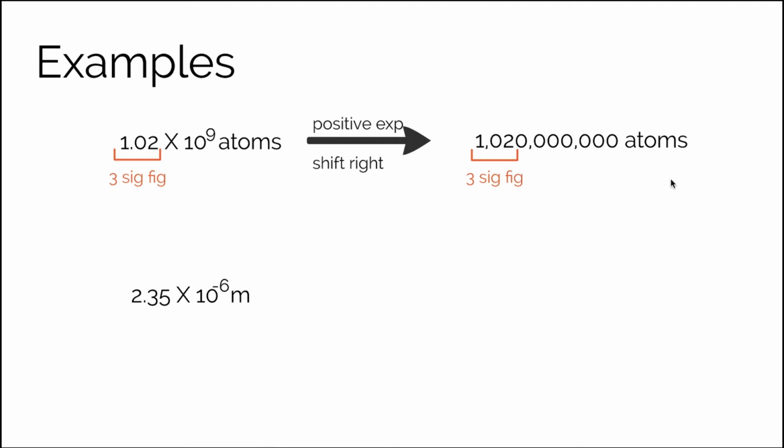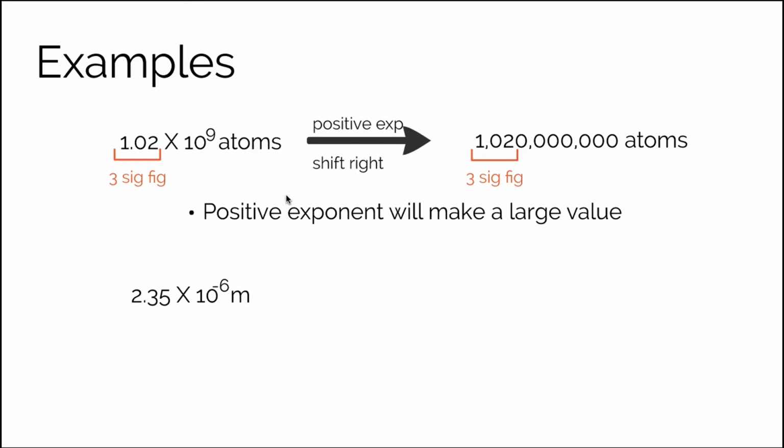Notice that both of these numbers will still have the same number of significant figures. So here we start with 3 significant figures, and this final number, we still only have 3 significant figures. All these zeros, they're just placeholders, and we don't really need them according to our significant figures rules.